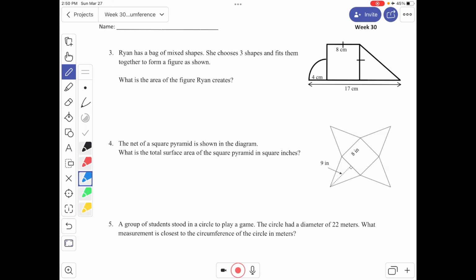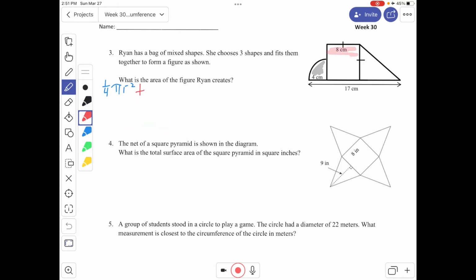Number 3, Ryan has a bag of mixed shapes. She chooses 3 shapes and fits them together to form a figure as shown. What is the area of the figure Ryan creates? Well, I see this one right here. That is a quarter circle. So 1/4 of a circle. The area of a circle is pi times radius squared. And if it's a quarter circle, we're going to need to take 1/4 of that.